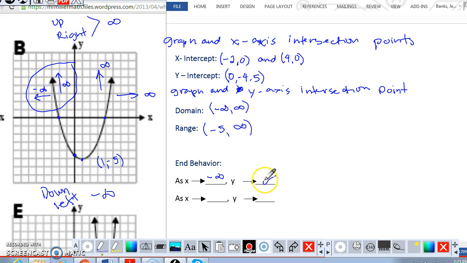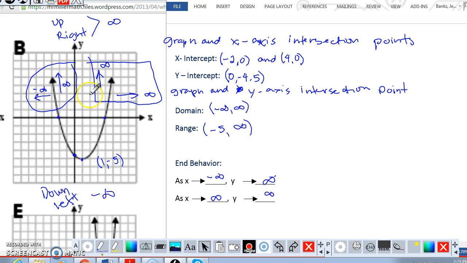Or in other words, as this end goes to the left, it also goes up. Now on the other end, this end right here that I'll put in a box, this is your x. As x approaches positive infinity, y also approaches positive infinity. So we'll write that here. As x approaches positive infinity, y approaches positive infinity as well.